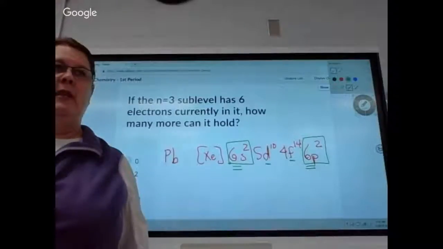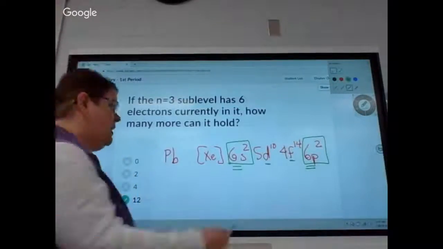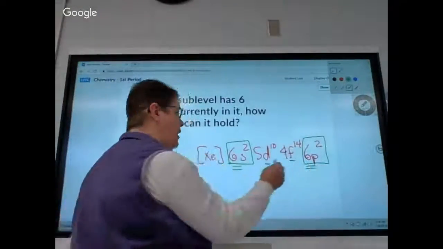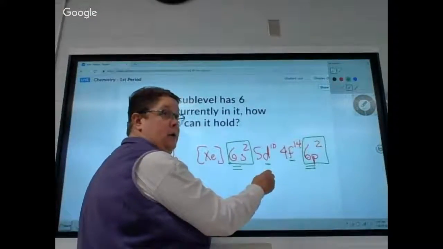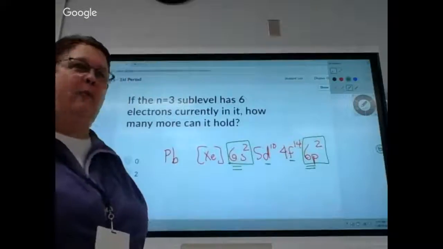So you'll never have 6D to go with a 6S and a 6P. It will always be numbers smaller by 1. And those numbers can't be bigger than 7. They cannot be bigger than 7.